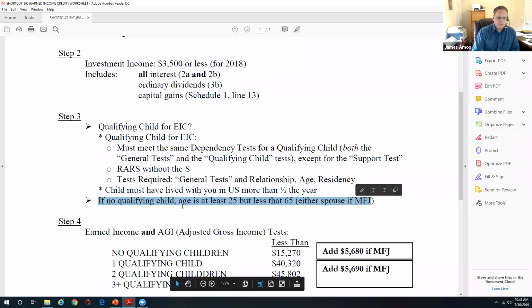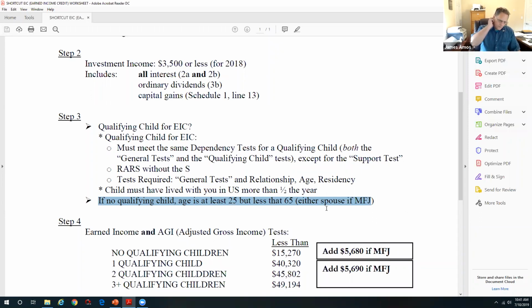If you have no qualifying child, your age, meaning you as the taxpayer, is at least 25 but less than 65. So you have to be between 25 and 65. You have to be at least 25 years old but under 65. And if you're married filing jointly, only one of you has to meet that requirement. So if you have a married couple, no children, they're both 32 years old, do they meet the age test?